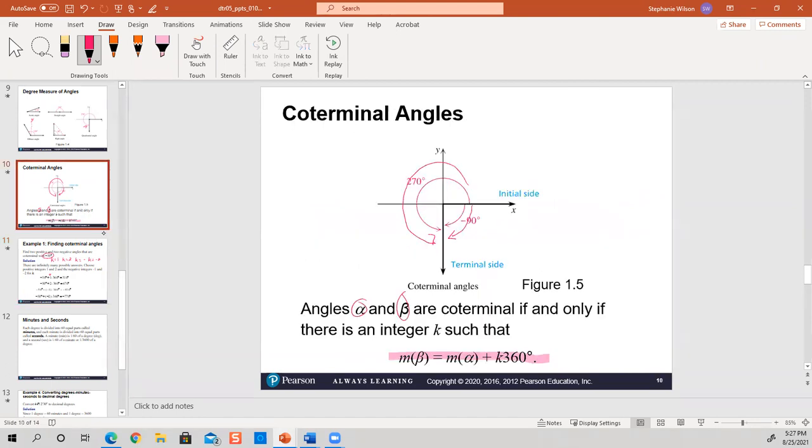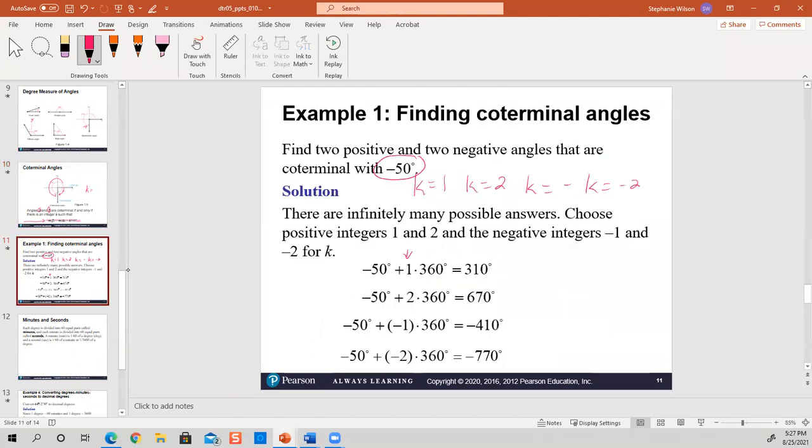Here's the formula that we're using right here. And we said that we're going to let k equal 1, 2, and -1 and -2. They gave us the -50 degrees right here. So we plug it in and it gives us the coterminal angles to that -50 degrees.